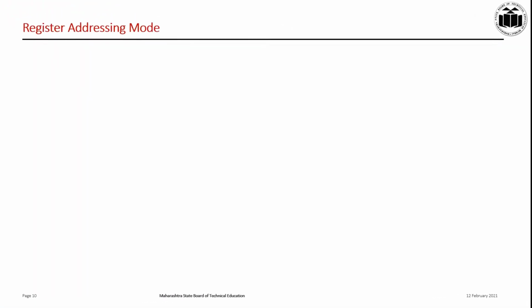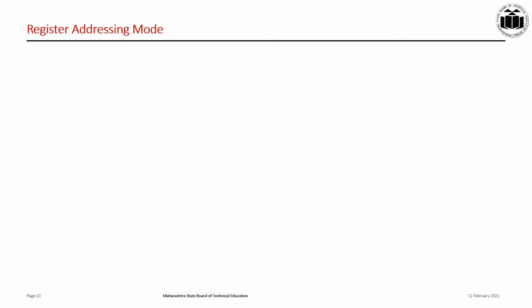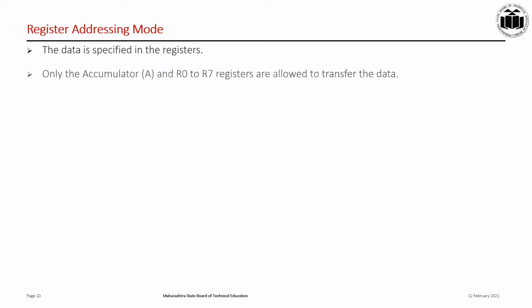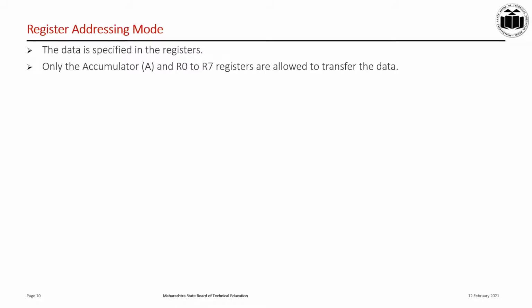Next is register addressing mode. In this register addressing mode, the data is specified in the register for various operations as per the given instruction. Only the accumulator A and R0 to R7 registers of each memory bank are allowed in this mode to transfer the data.